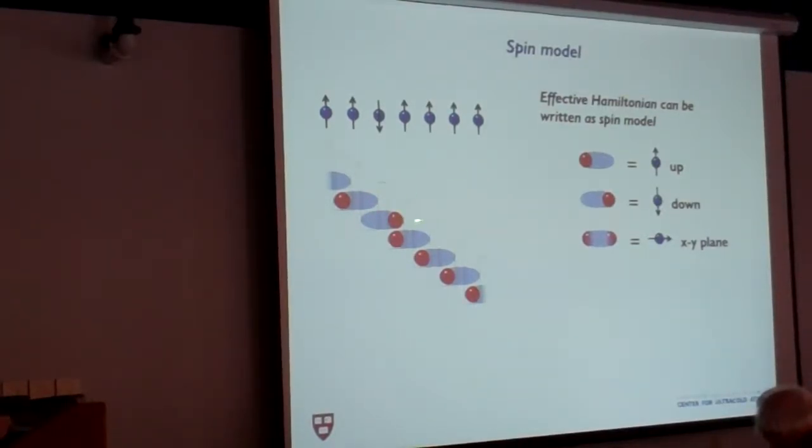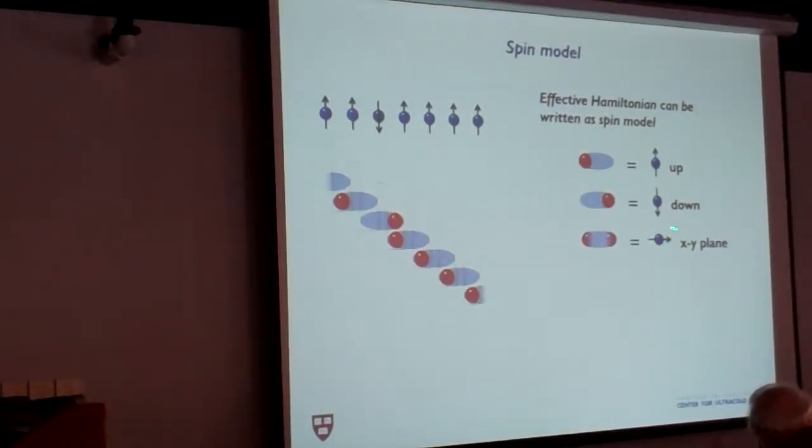Interestingly, if it can tunnel, what it would naturally like to do is delocalize over the two, right? It's like a double well. What does an atom in a double well do? What's the ground state? The atom delocalizing over the two wells. The tunneling prefers to delocalize over the two sides. In the spin language, this corresponds to the tunneling wanting to tilt the spin to the xy plane.